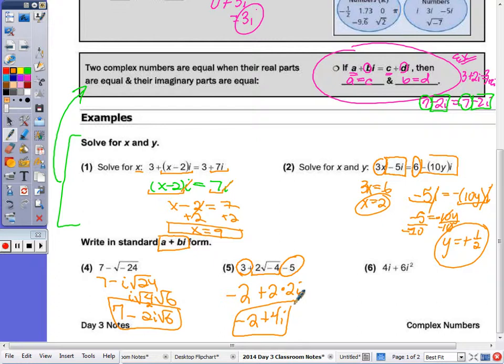And the last one, what's the equivalency for i squared? i squared is equal to negative 1. Good. So this is really 4i plus 6 times the negative 1. If you type this in the calculator, it'll take you right to 4i plus negative 6 is the answer, and writing it in complex number form is negative 6 plus 4i.